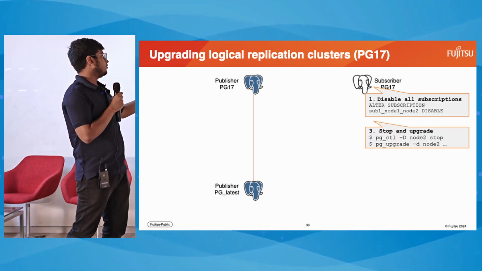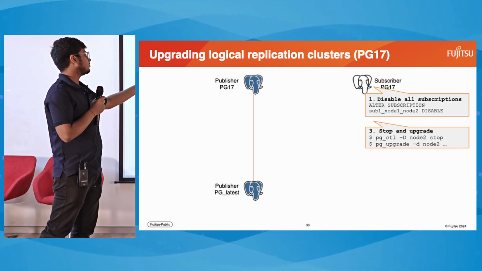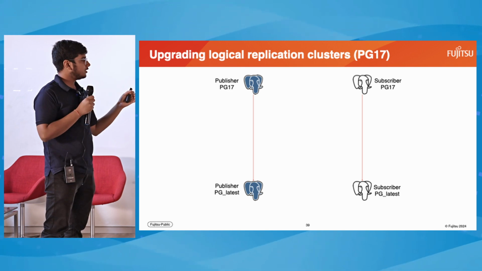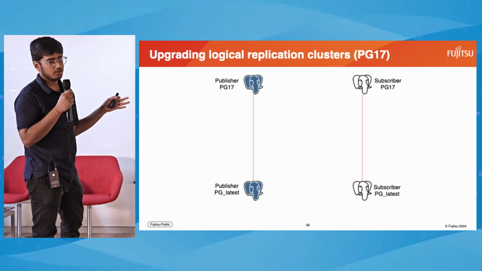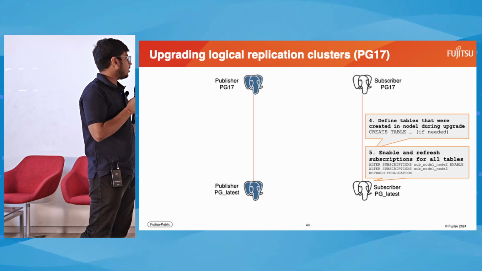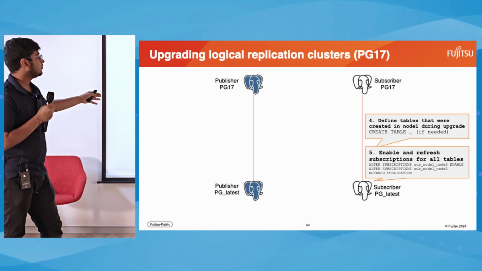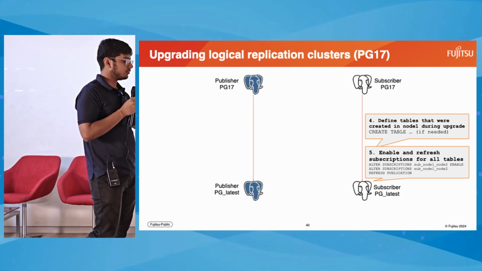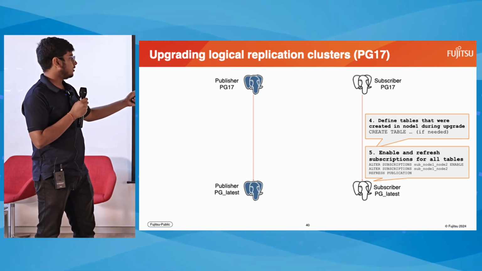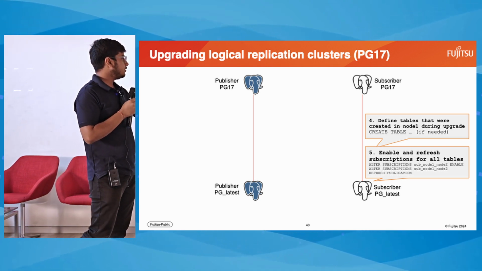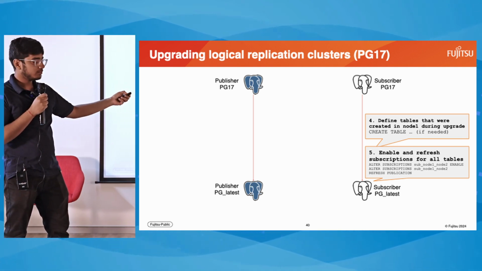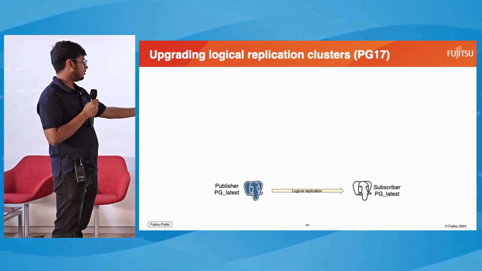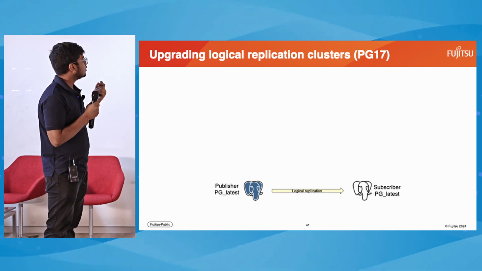And now we simply stop the subscriber node and upgrade it, and here also we don't need to do the additional steps of recreating the subscriptions. After that, if any new tables were created on the publisher side during the upgrade, we need to create those tables on the subscriber side. And now we just need to enable and refresh the subscription for all the tables, and the logical replication will be set up. So that's how the upgrade of a logical replication cluster can happen.